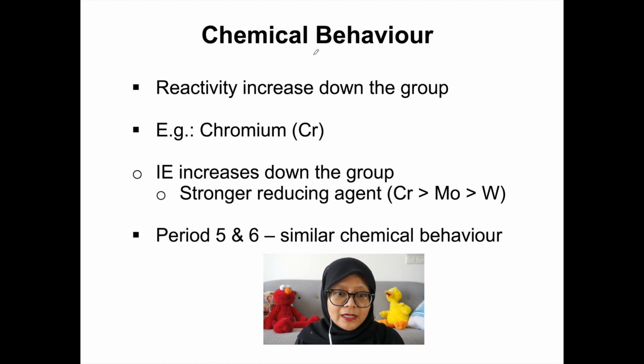And then last but not least for this part is the chemical behavior. What happens to the chemical behavior? The reactivity increases down the group from top to bottom. For example, chromium. Other than that, ionization energy increases down the group, so we have a stronger reducing agent here. Chromium is a stronger reducing agent than molybdenum and also tungsten. And then periods 5 and 6 have similar chemical behavior.